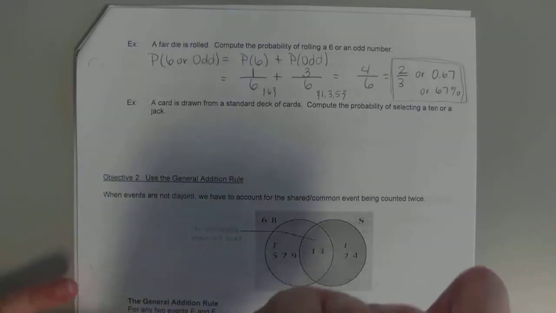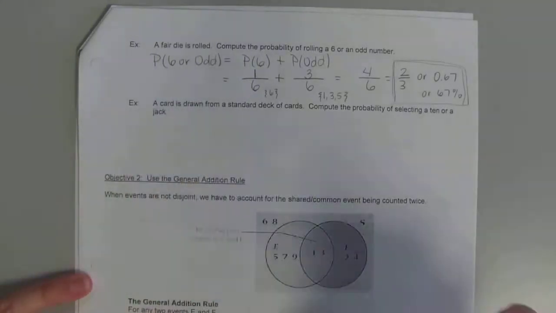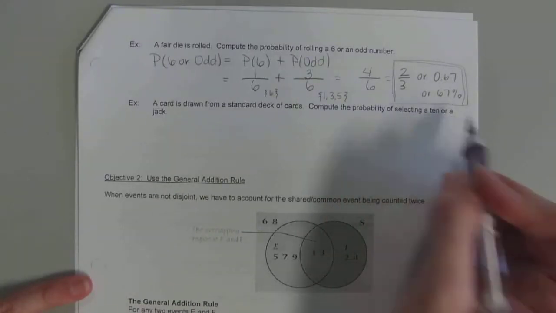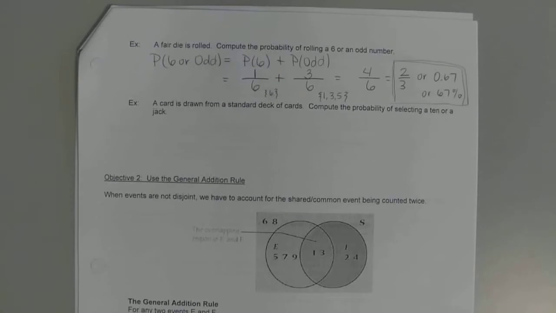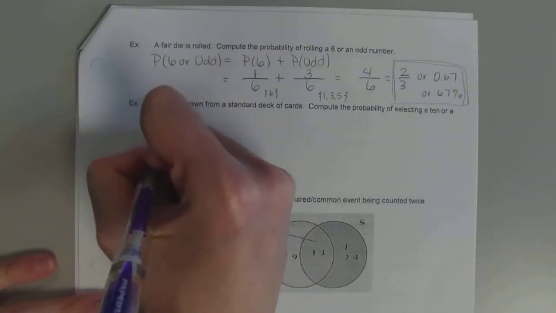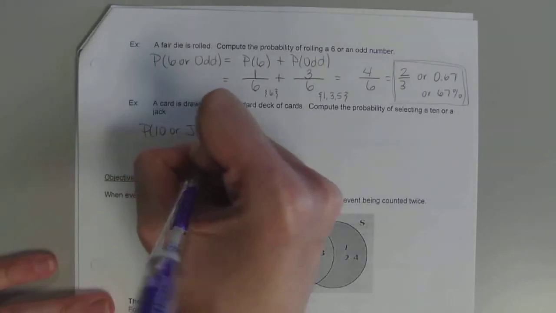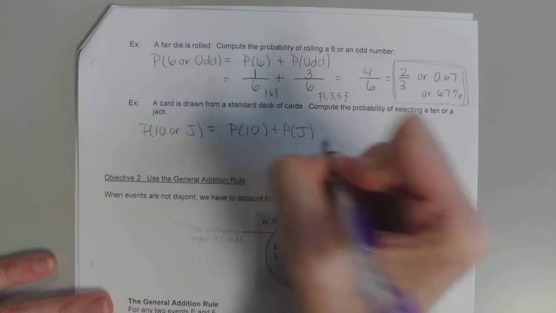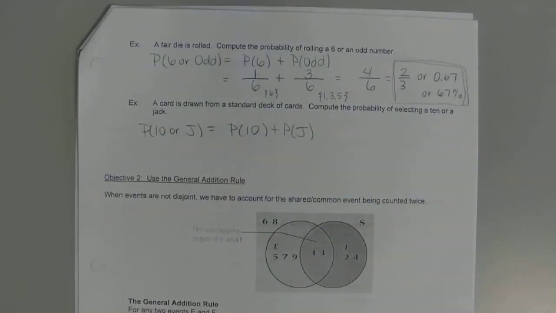We have a standard deck of cards, and we're just drawing a card. Compute the probability of selecting a 10 or a jack. Can you pick one card that's both a 10 and a jack? No. So those are mutually exclusive. So the probability of a 10 or a jack will just be the probability of a 10 plus the probability of a jack.